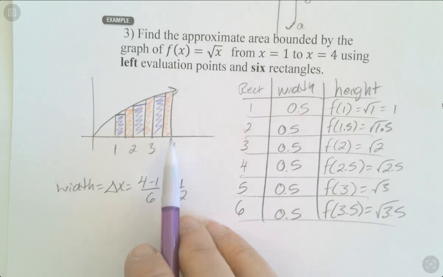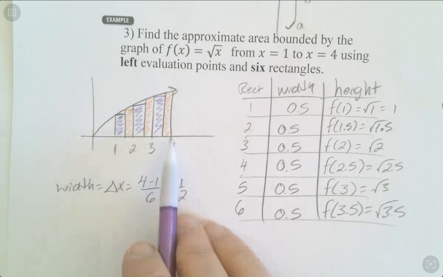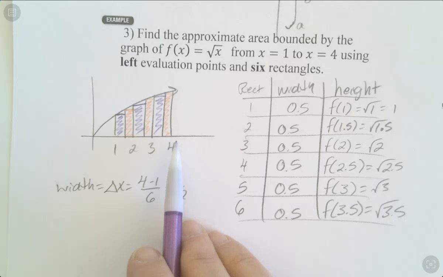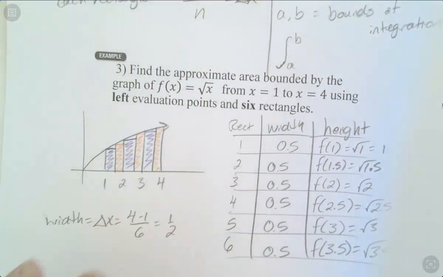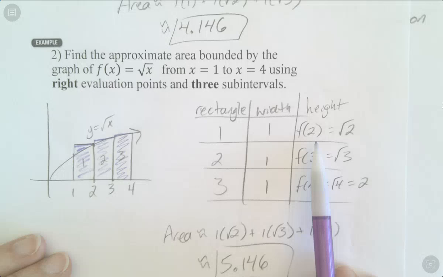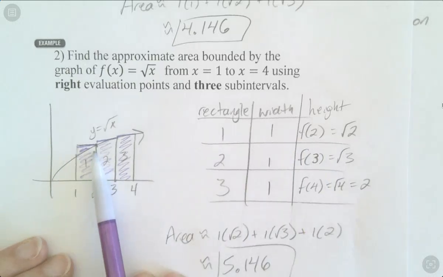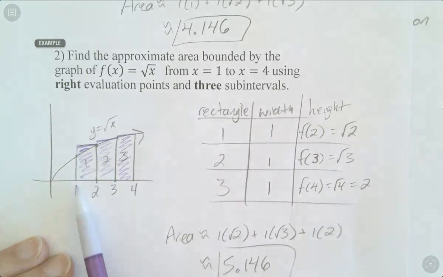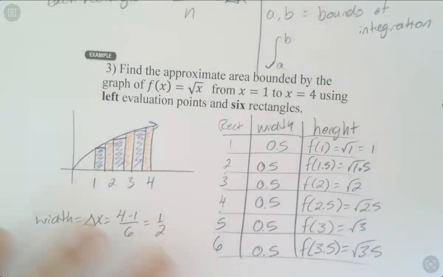Because you're not using f of 4, because that's not the height of anything. Okay? When you're using the left evaluation point, you're not going to use the b value, just like when I did the right evaluation points, I didn't do f of 1 because that was the left side and I was doing right evaluation points. So make sure you're paying attention. Don't just do every single little value there. Pay attention to what the height of each individual rectangle would be.